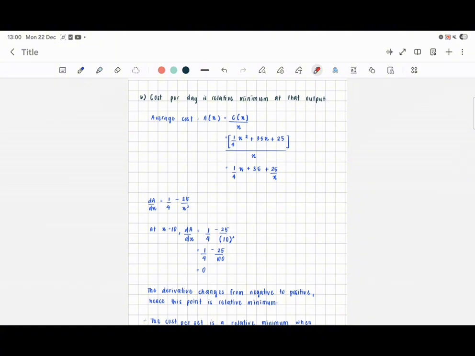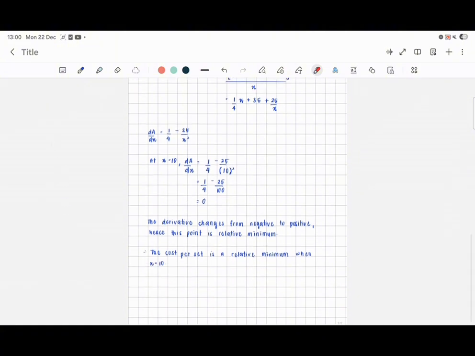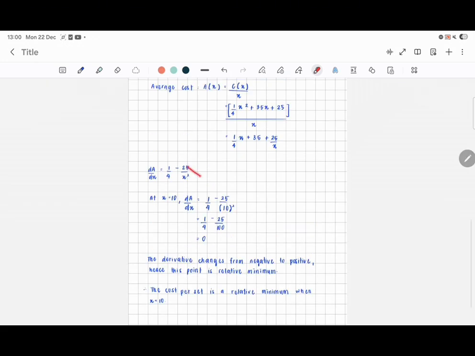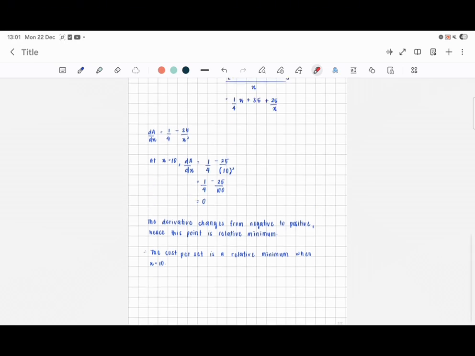Next, find the minimum point. Substitute x equals to 10 into this equation. So we get the answer is 0. The derivative changes from negative to positive, which means the average cost has a relative minimum. Therefore, the cost per set is a relative minimum when x equals 10.